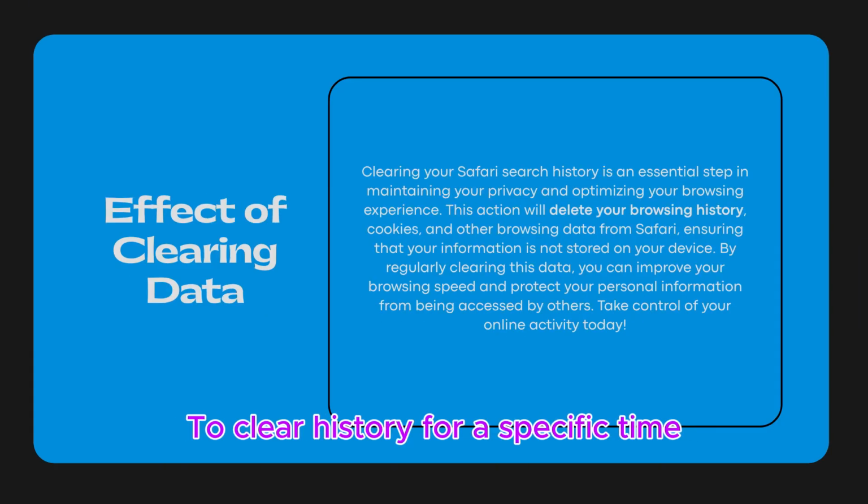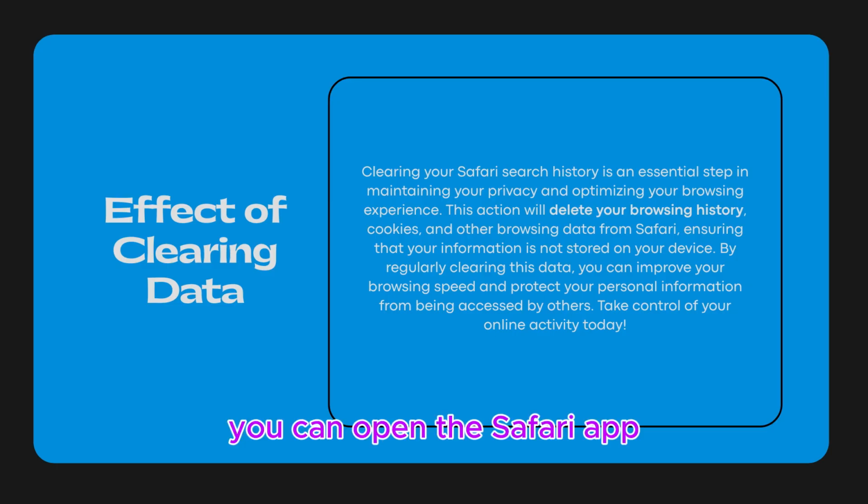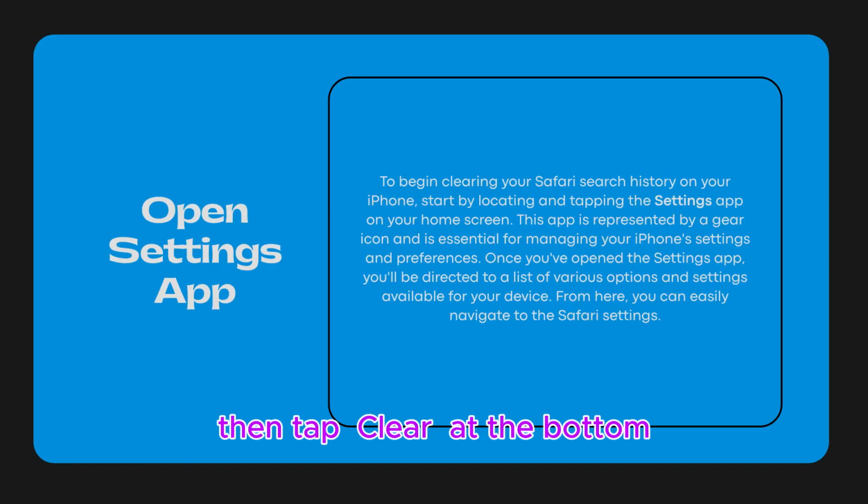To clear history for a specific time range, you can open the Safari app, tap the book icon, tap the clock icon for history, then tap Clear at the bottom.